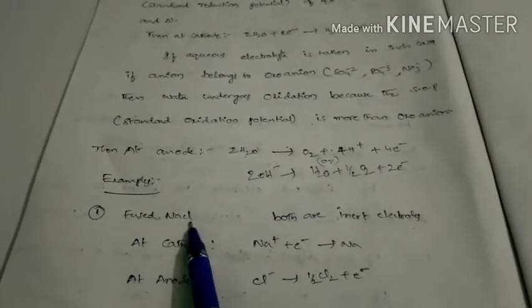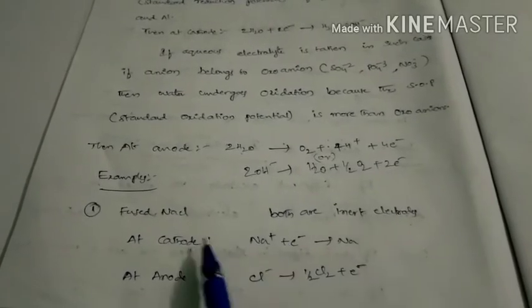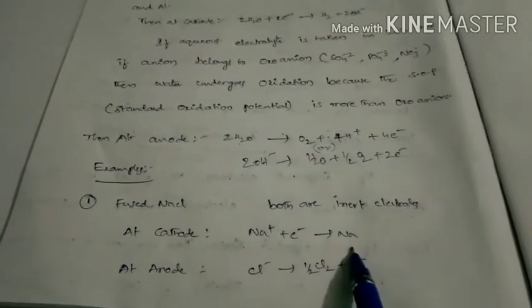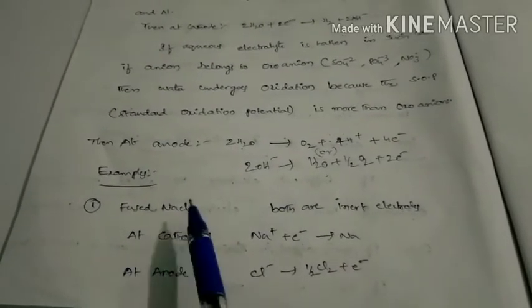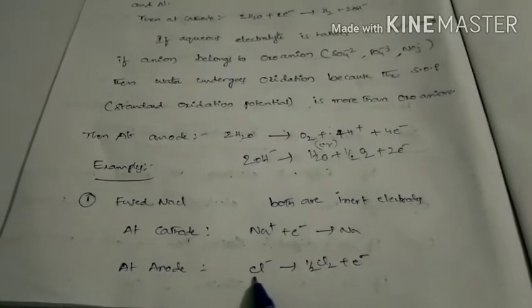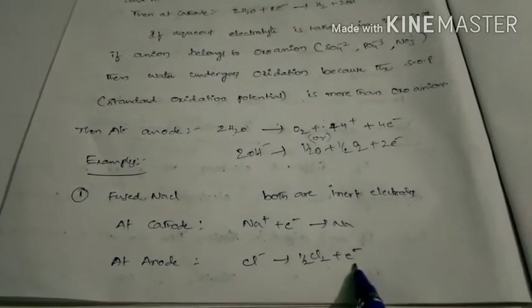So at cathode, in the case of this NaCl, Na plus is the cation, so that cation moves towards cathode and gains an electron, then Na plus becomes Na. Here at anode, Cl minus becomes half Cl2, or here you can write 2 Cl minus gives rise to Cl2 plus 2 electrons. You can write like that also.